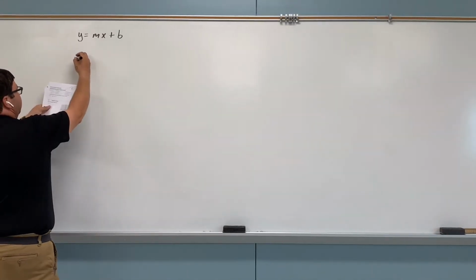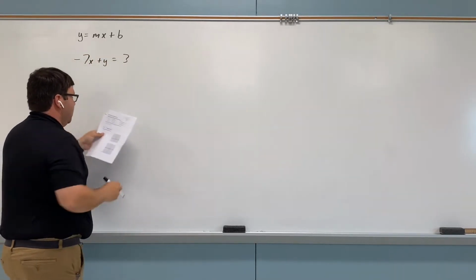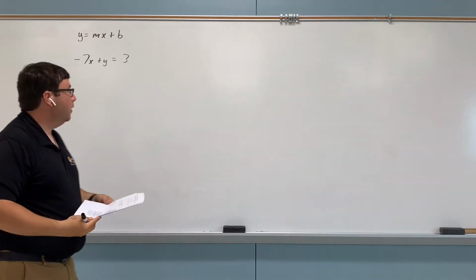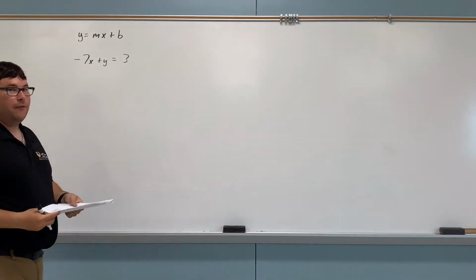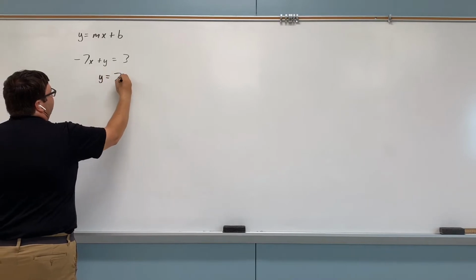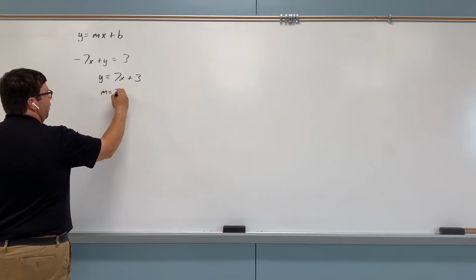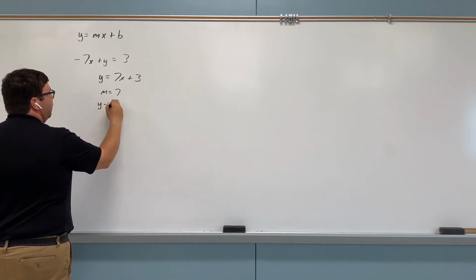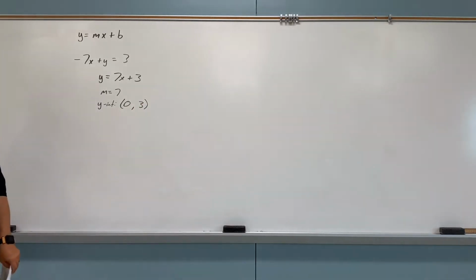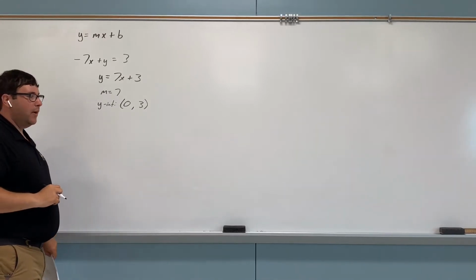So, first question that we have is negative 7x plus y is equal to 3. And the instructions say graph using the slope-intercept form. Right now, we're not in slope-intercept form, but we can solve for y pretty easily. So we have y is equal to 7x plus 3. We can identify very quickly that our slope is 7, and our y-intercept is 0, 3. So we have those values already set for us. We need one additional point to graph.